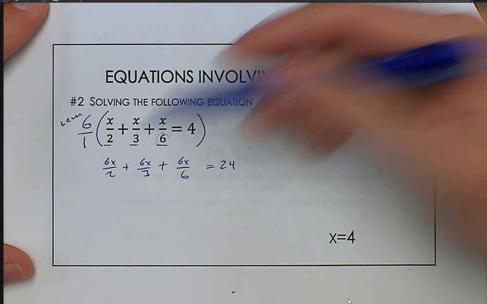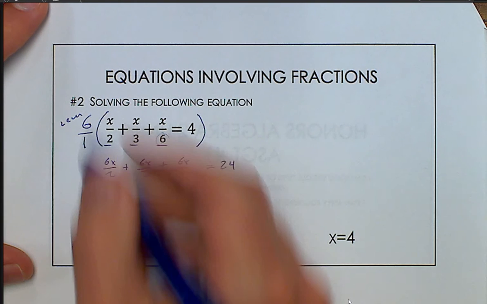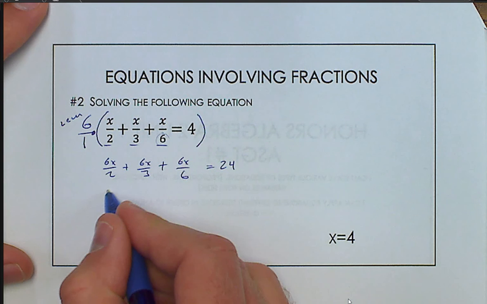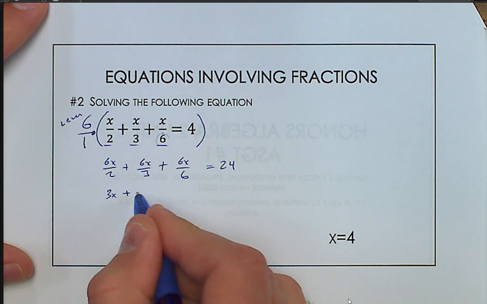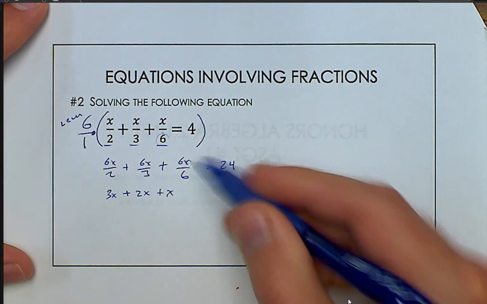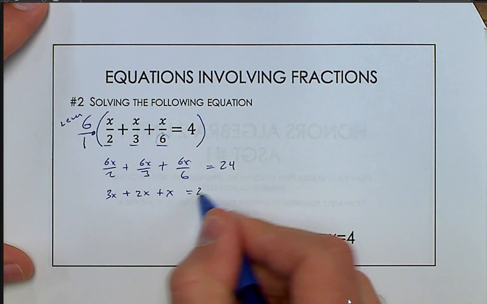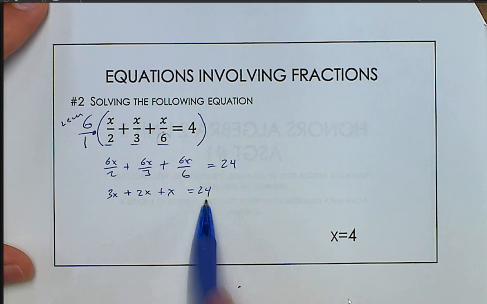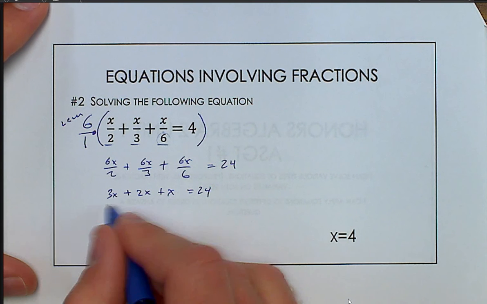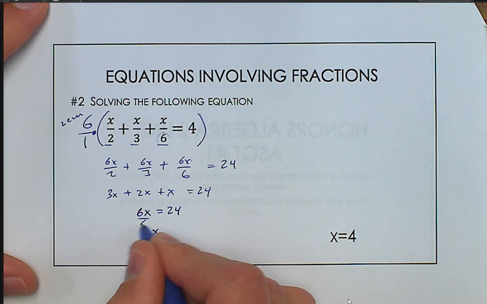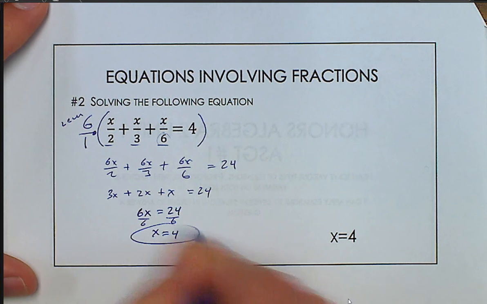And the reason we can times everything by the LCM and the reason these fractions go away is right here. When you simplify this, you get 3x, you get 2x, you get x, right? 6 divided by 6, 6 divided by 3, 6 divided by 2 equals 24. And now look what you have. You have a nice equation with no fractions. So you add your like terms up, you get 6x equals 24. You divide both sides by 6, and you get x equals 4. Check. Okay?